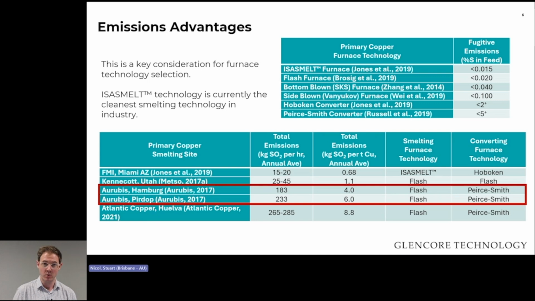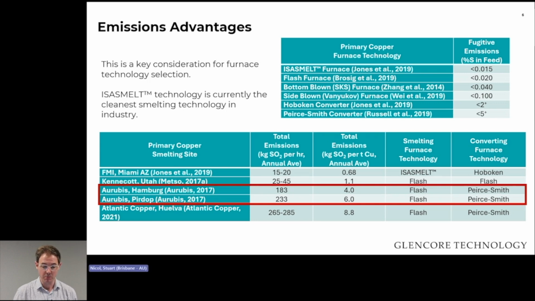But it is important to note that not all sites with the same technologies have the same level of emissions. You can see that with the Aurubis Hamburg and the Aurubis Pirdop sites, where they both have the same flow sheet and technologies, but they do emit different levels of emissions, and this is similar with Isasmelt sites as well. This is probably one of the first key decision points that have to be made on a project: what level of emissions and the permitting aspects to all this, and the level of capital expenditure required to meet the emissions targets for the site.